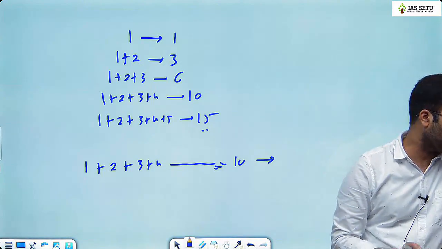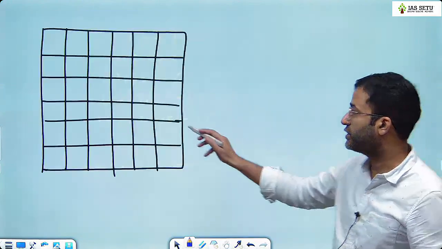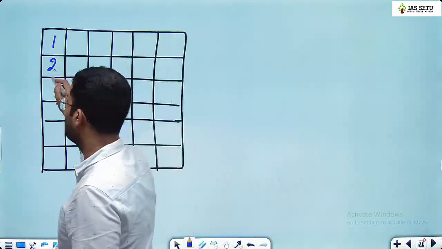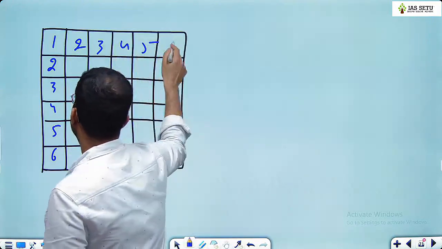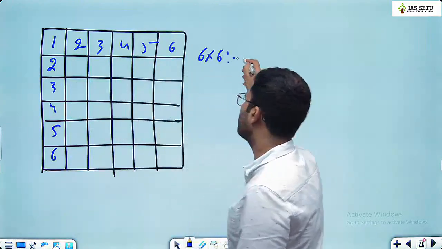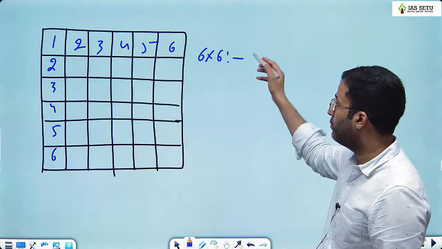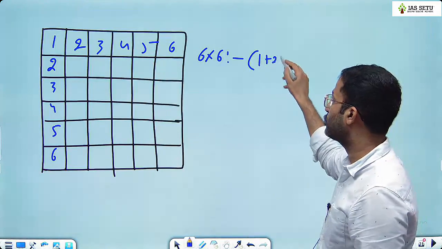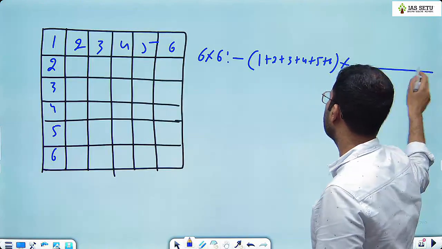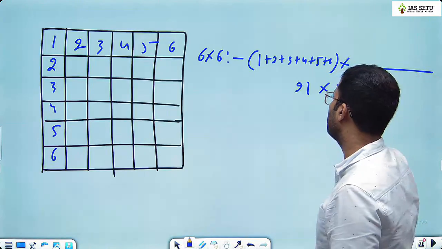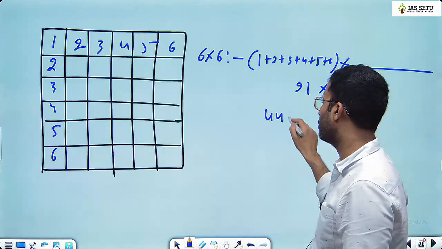Inko yaad kar loge zyada better hai. Like in this case, this is a 6 by 6 figure. 1, 2, 3, 4, 5, 6. 1, 2, 3, 4, 5, 6. This is a 6 by 6 figure. So here bracket start 1 plus 2 plus 3 plus 4 plus 5 plus 6 into same. This is 21 into 21. What is 21 square? 441.